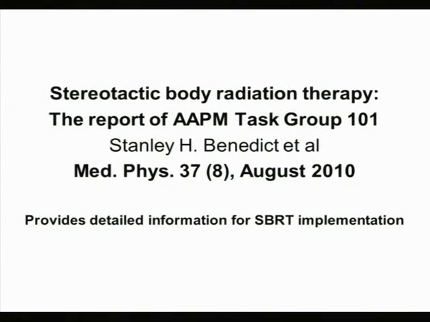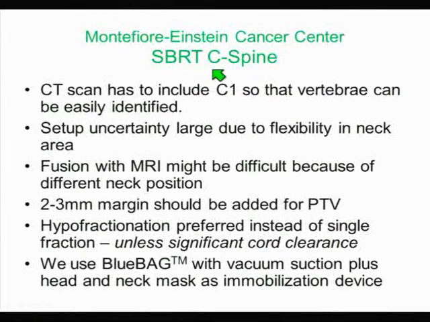So at this point, I just want to share some of our experience. So for SBRT spine, the CT scan has to include the C1 so that the vertebrae can be easily identified. And the setup uncertainty is large in this area because we have not figured out a better way to immobilize the patient because of the flexibility in the neck area. And we find also fusion with MR in this area is very difficult because most times the patient is in a different neck position. So for this case, we add sometimes up to 3 mm margin for the PTV.